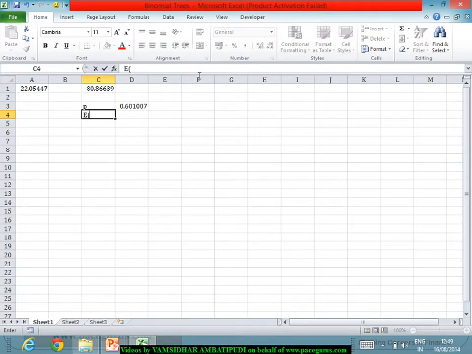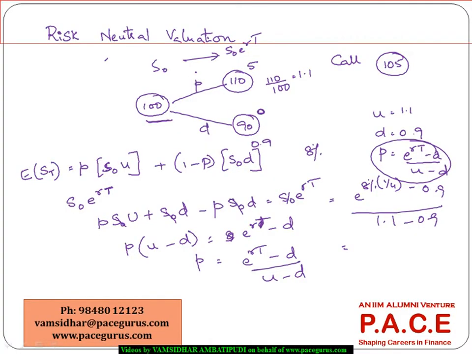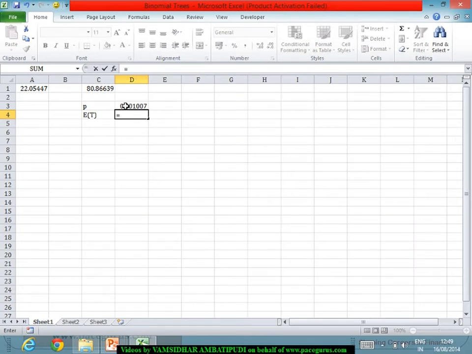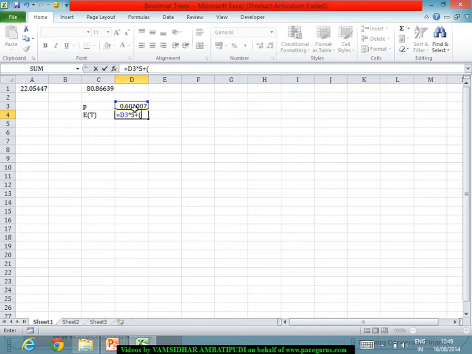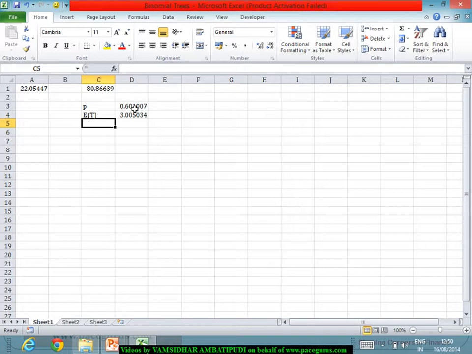So expected payoff is P times the upward movement. When the stock price goes up, the option has a value of 5, and 1 minus P times, when the stock price goes down, the option value is going to be 0. So the expected value at time T is going to be 3.